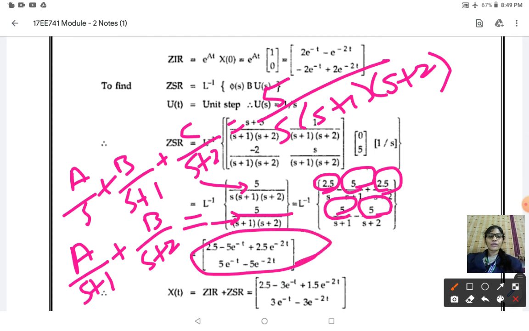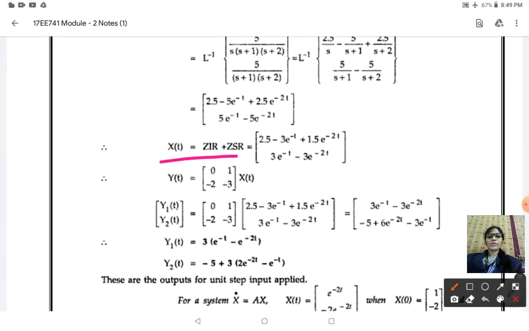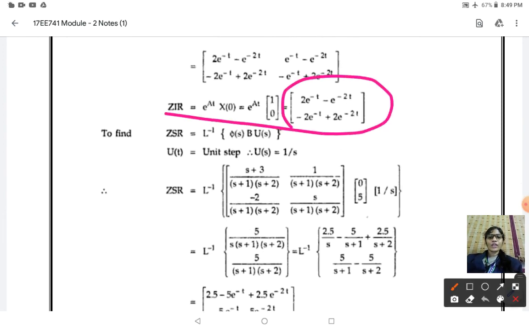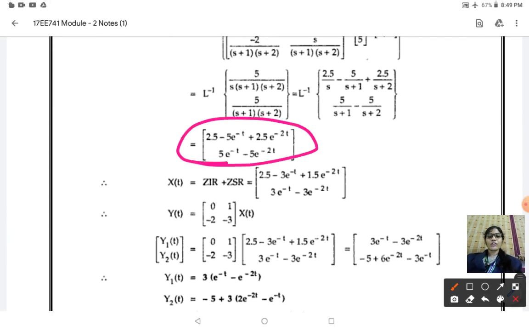The complete time response for this system comprises both your zero input response as well as your zero state response. Already we have identified what our zero input response is, and now we have identified our zero state response. When you add both, you will get the complete time response of the system, and y of t is going to be so and so equation. Here, what is your x of t? Your x of t is going to be this one.